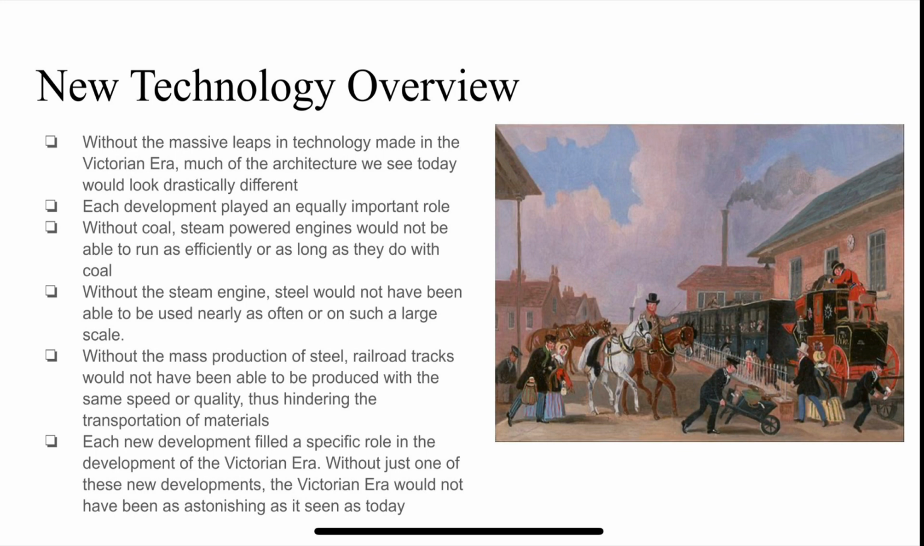large scale. Without the mass production of steel, railroad tracks would not have been able to be produced with the same speed or quality, thus hindering the transportation of materials. Each new development filled a specific role in the development of the Victorian era. Without just one of these new developments, the Victorian era would not have been as astonishing as it is seen as today.